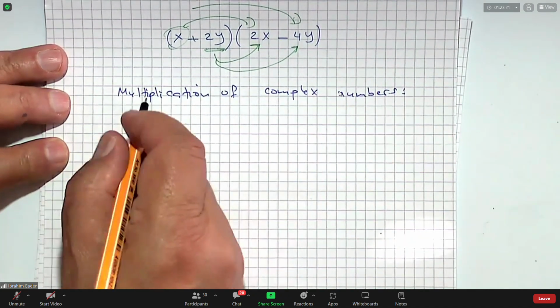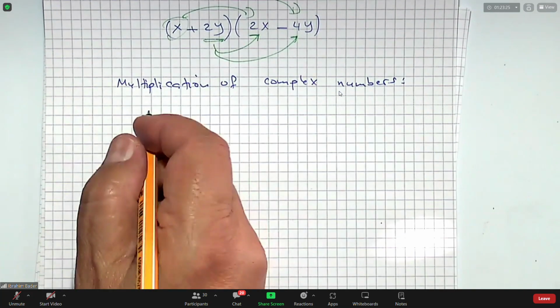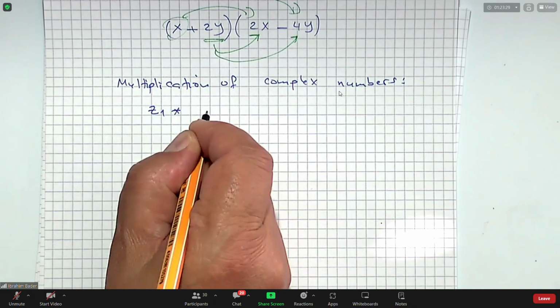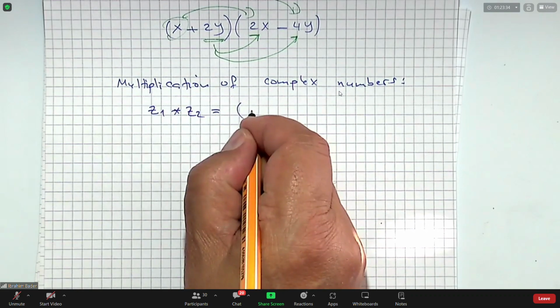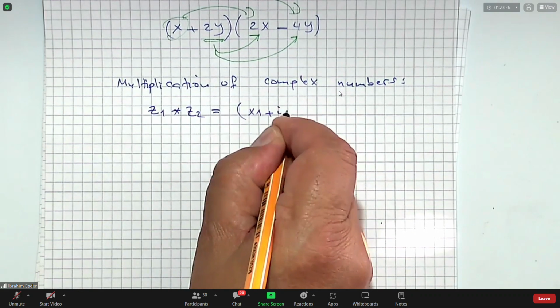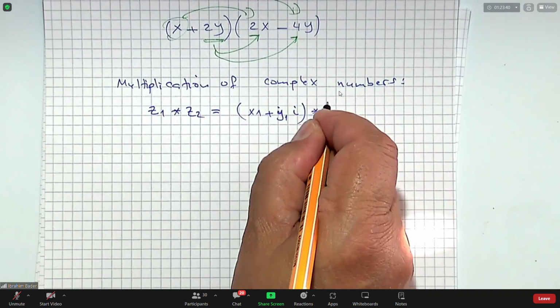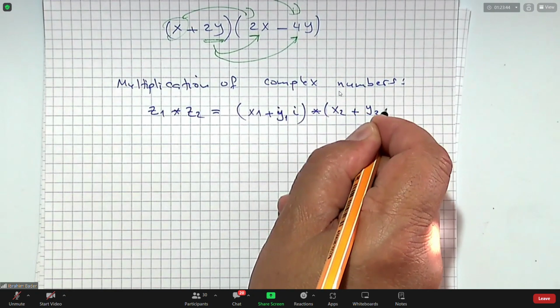Okay. So we assume that z1 is equal to x1 plus y1i. So if I just want to multiply z1, let me use this asterisk for the multiplication. So here x1 plus y1i multiplied with x2 plus y2i. Okay.